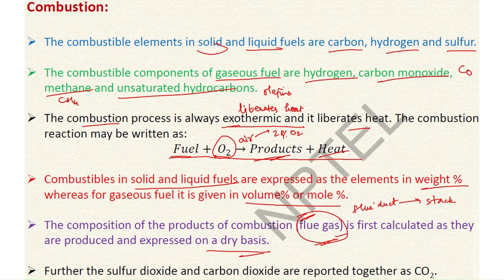Why a dry basis? Because during the combustion, some amount of moisture is also released. Water vapor is also released. So you cannot include that water vapor in the flue gases. So the composition of flue gases is expressed on a dry basis by excluding the moisture.